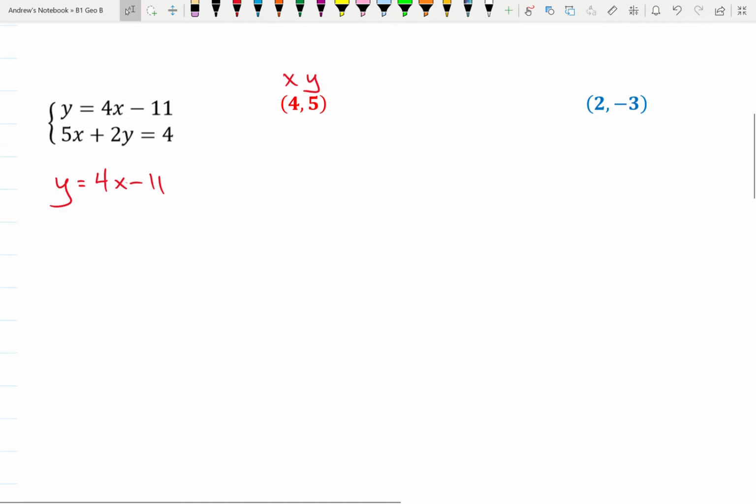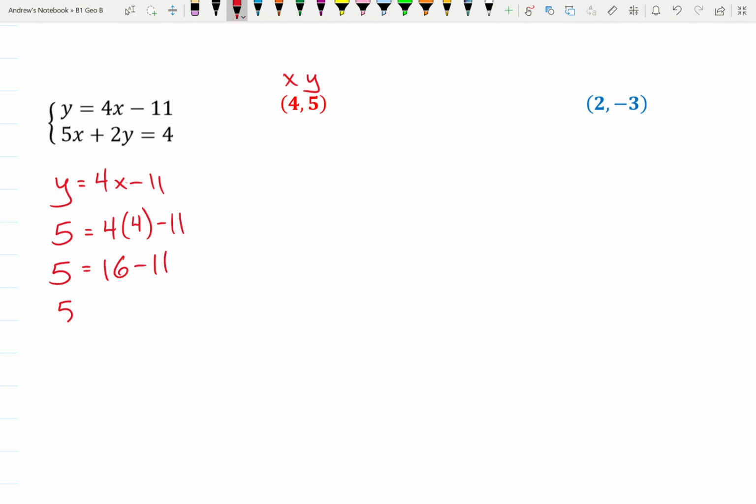So I'm going to take y equals 4x minus 11. I'm going to replace the y with the 5. I'm going to replace the x with 4. And we're just going to see what happens. 5 equals 16 minus 11. And 16 minus 11 is 5. Looking good so far for this point.